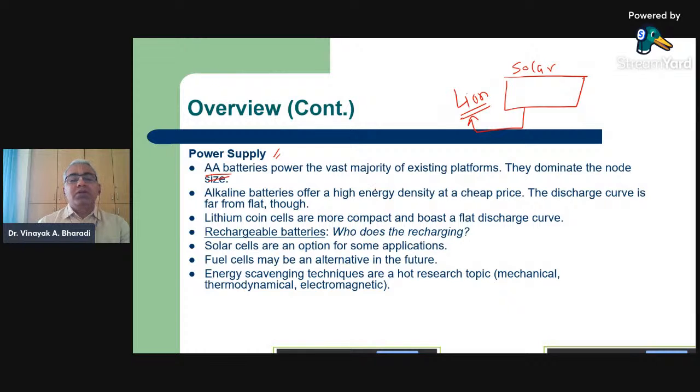Alkaline batteries offer high energy density at a cheap price, and they have good life. But cost is another issue. Rather than a replaceable battery, one good model is the solar-charged one, provided it has exposure to the sun. If your WSN network works on an underground application, then the lithium battery has to be charged by another power source, but then every node has to be charged separately. Another option is fuel cells.